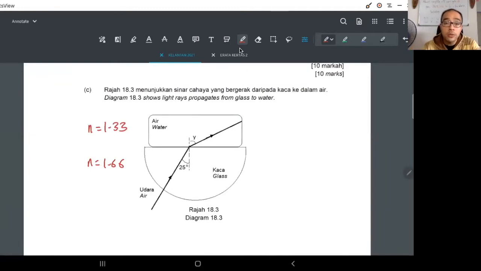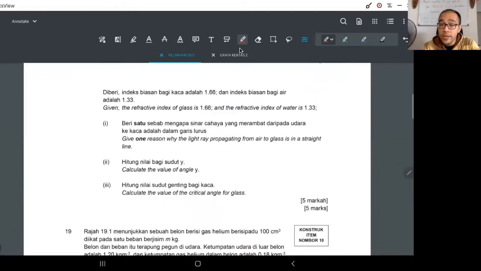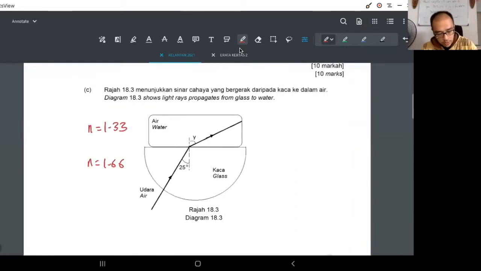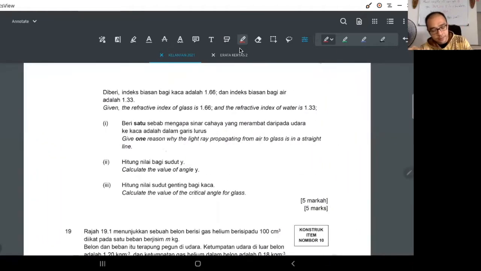So the first question is, give one reason why the light ray propagating from air to glass is in a straight line. So this one, why is this in a straight line? Why doesn't it refract? It doesn't refract because the incident angle is perpendicular.